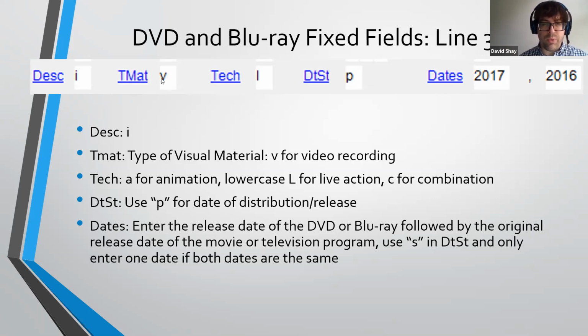TMAT, type of visual materials. This is V for video recording. Tech. So there are a couple different options here. You have A for animation, L for lowercase l for live action, or C for a combination of animation and live action. So stuff like Who Framed Roger Rabbit would be a combination.